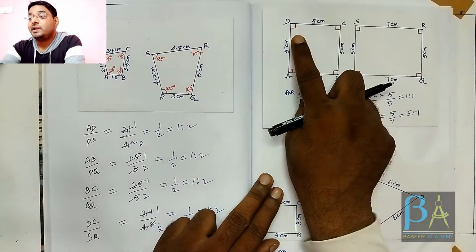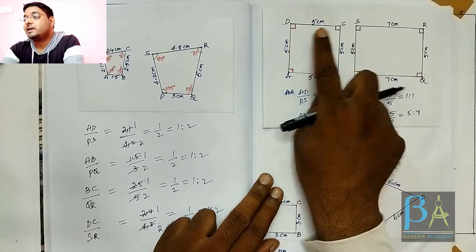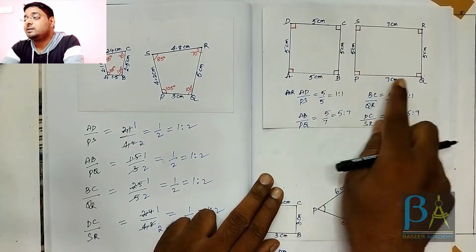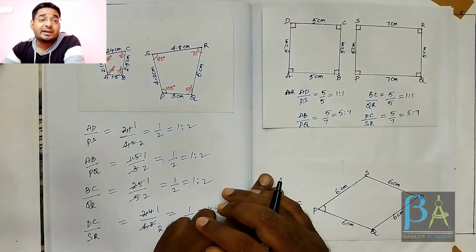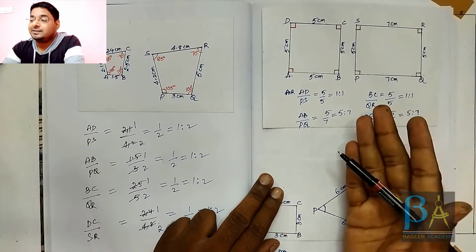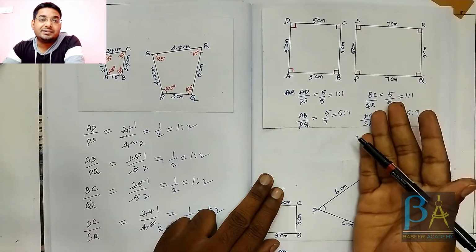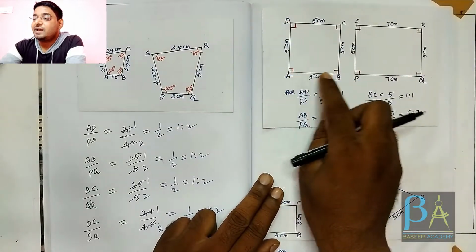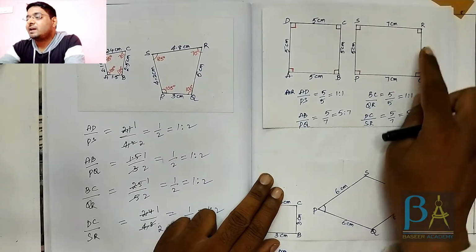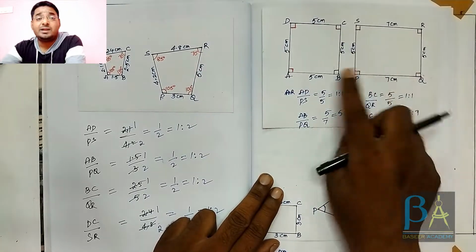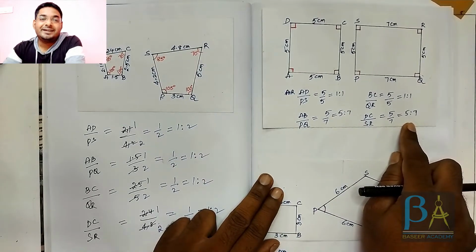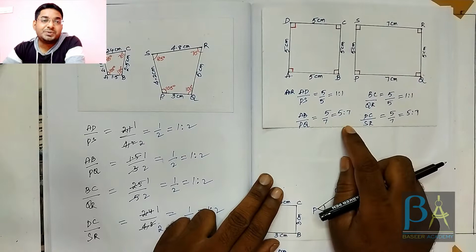Even though the corresponding angles are equal, this angle is 90, this is 90, this is 90, this is 90, and so on for the other four, since the corresponding sides are not in the same ratio, the two figures are not similar to each other. You know that in a square, each of the angles is 90 degrees, right? Similarly, in a rectangle also, each of the angles is 90 degrees. The corresponding angles are equal, but the ratio of corresponding sides is not the same here. Hence, the two figures are not similar to each other.